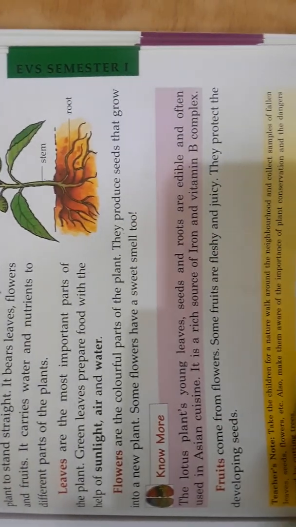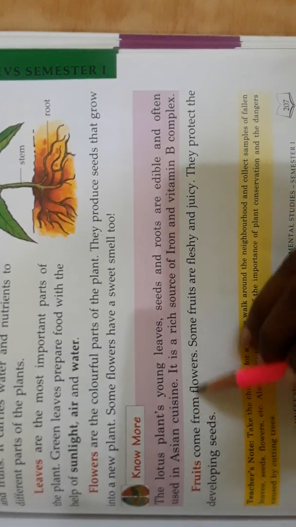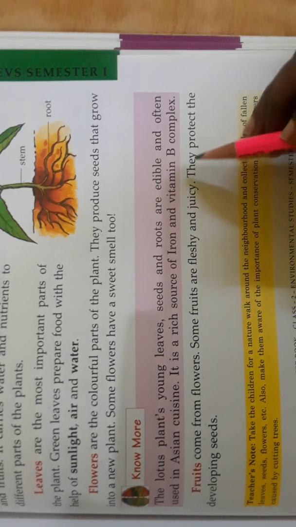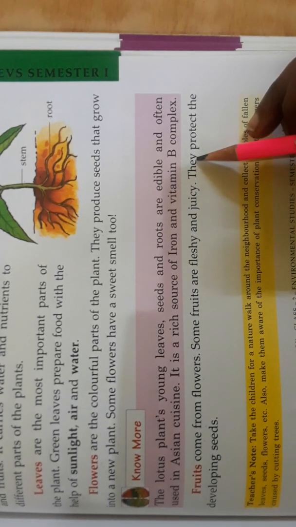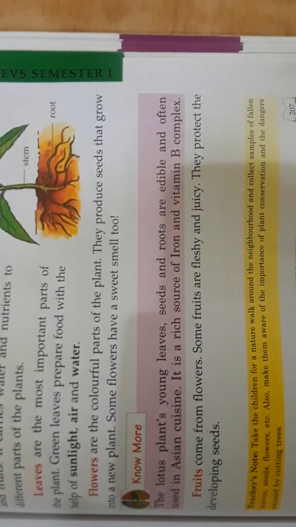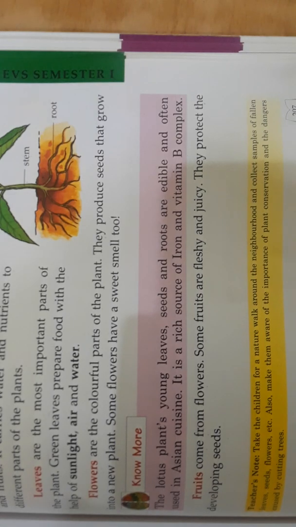So next we are going to see about fruits. Fruits come from the flowers. Some fruits are fleshy and juicy. They protect the developing seeds. So how do fruits come, children? Fruits come from the flowers. Some fruits are very juicy, some very fleshy. They protect the developing seeds.